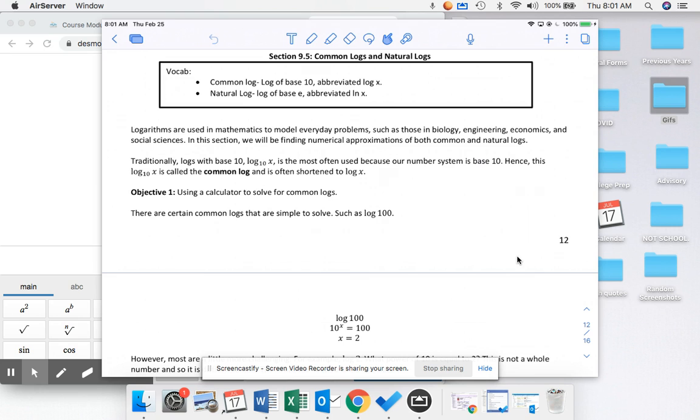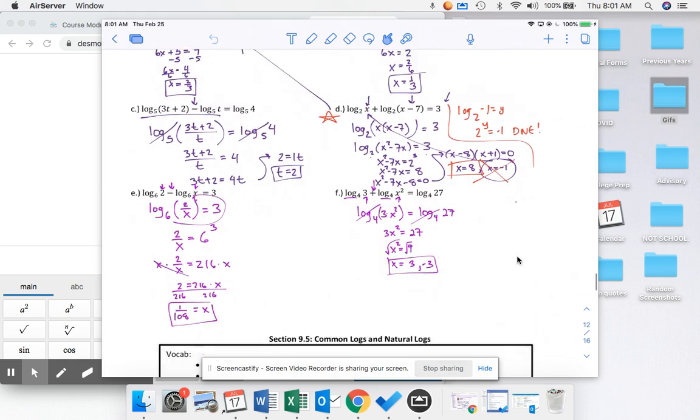We're talking common logs and natural logs. Up till this point, we have been talking about logs in general. What is a log? How does it work? How can you simplify it? How can you solve equations?